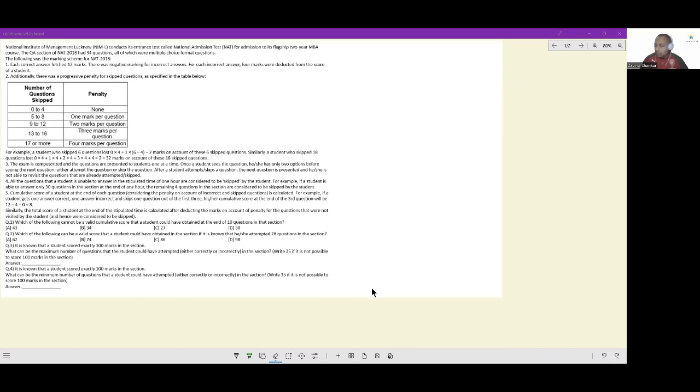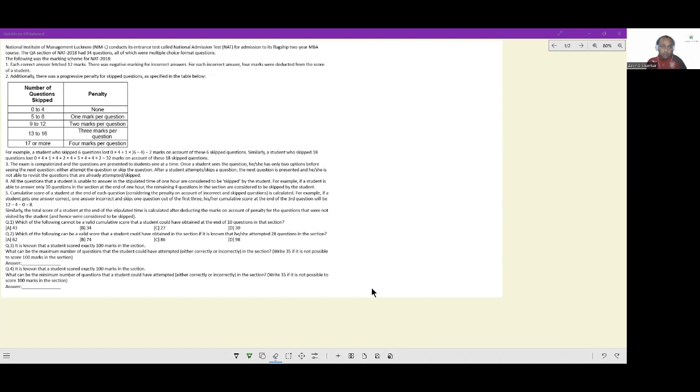Let's look at this question. National Institute of Management, Lucknow conducts its entrance test called National Admission Test for admission to its flagship 2-year MBA course. The QA section of NAT 2018 had 34 questions, all of which were multiple choice format questions.